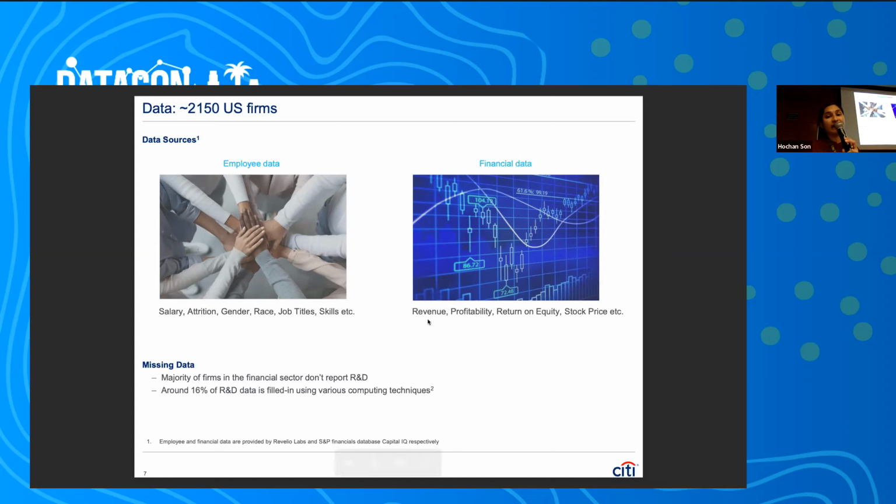The second is financial data that we collect from Capital IQ, S&P's financial database. It has data on revenue, profitability, return on equity, stock price, etc. I'm just highlighting a few, but they have a lot of data. Again, the data is not clean and not always structured, so we have to clean it. The major finding was that most of the companies don't report their R&D, so we had to include this data, and around 16% of the R&D data that we have is filled in using various machine learning imputation techniques.